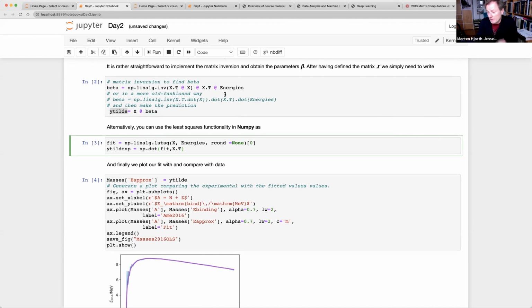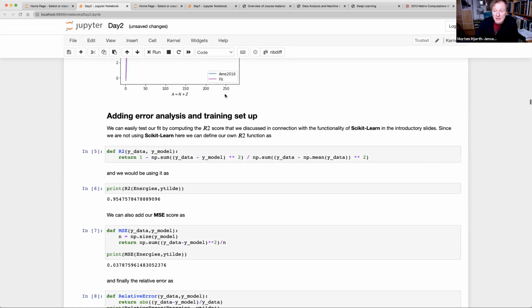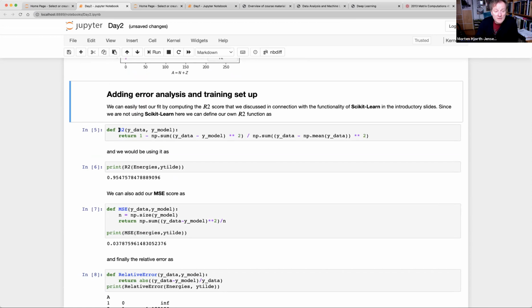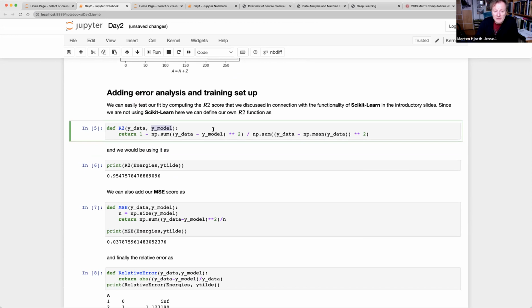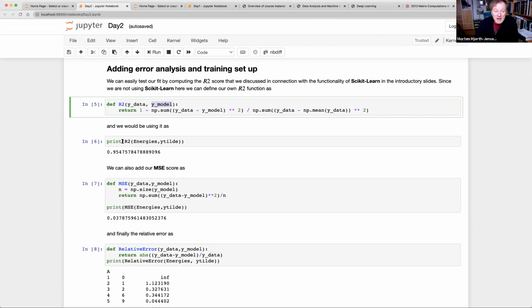So you can look at the function which we defined on Monday. You can define this R2 function. You plug in your data, which is your target, and then you have the model, the Y here. And then you will simply calculate this function by using the sum and calculate the mean values here. So you have the mean of the data. And this is a definition, so you can set up your own R2 score, and then you can simply calculate it. And you see it's 0.95, not so bad.